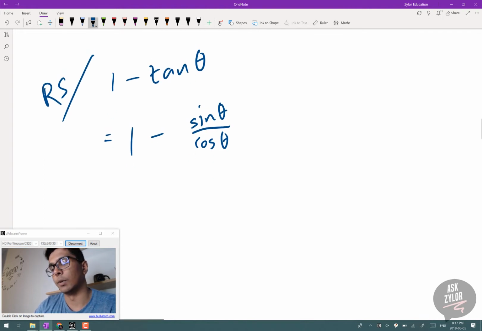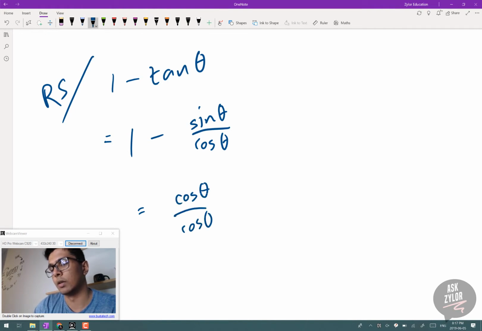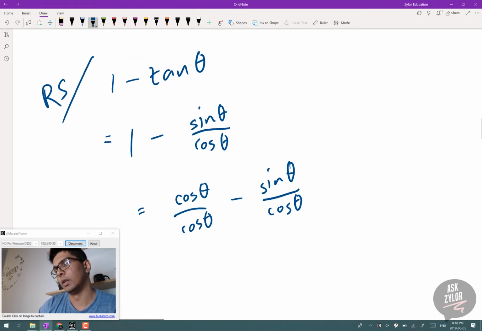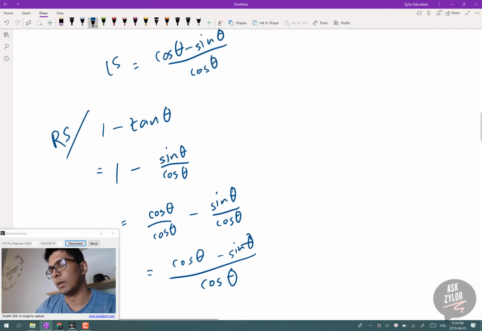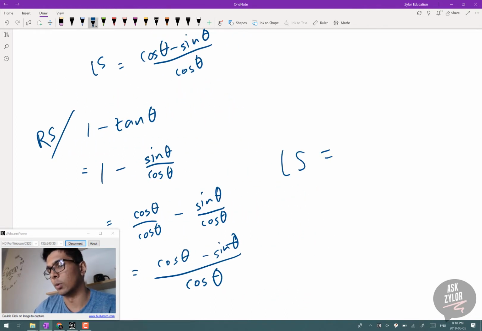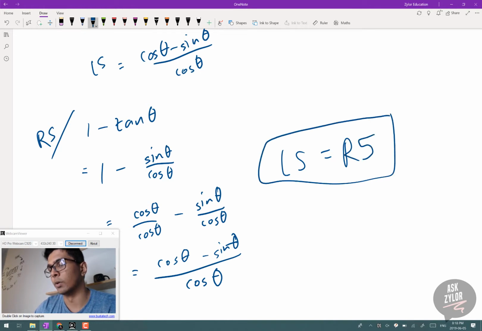Then I'm going to use common denominators to get rid of the 1, so I'm going to multiply the left side with cos, so I have cos theta over cos theta minus sine theta over cos theta. This should give me cos theta minus sine theta all over cos theta. Now my left side is equal to the right side, so I proved my trig identity.